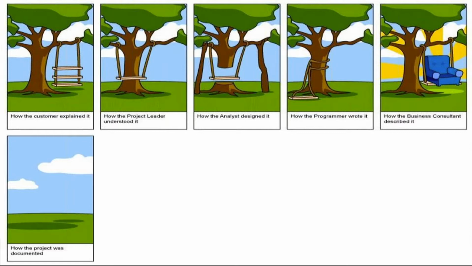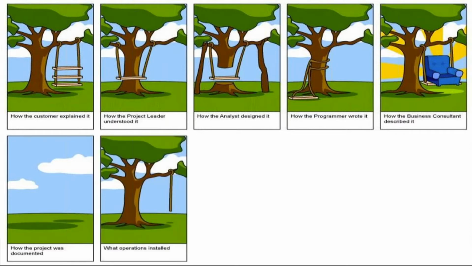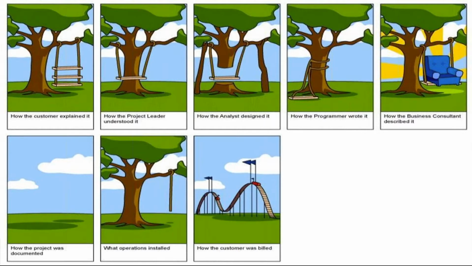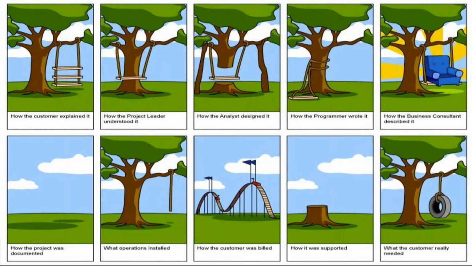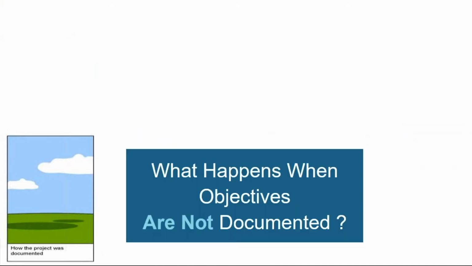This is the important one, how it was documented, what was installed, how it was invoiced and billed, how it was supported, and lastly, what the customer wanted. Sometimes the customer doesn't explain it well. And just the process of documenting it will get a reaction from somebody on the team. If I documented this first thing up here, how I heard it being described to me, the customer might go, no, no, no, that's wrong, right? But because it wasn't documented, it became an issue.